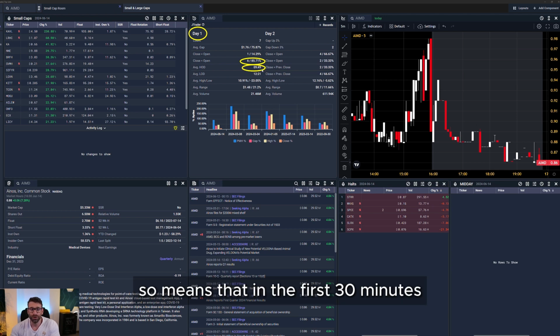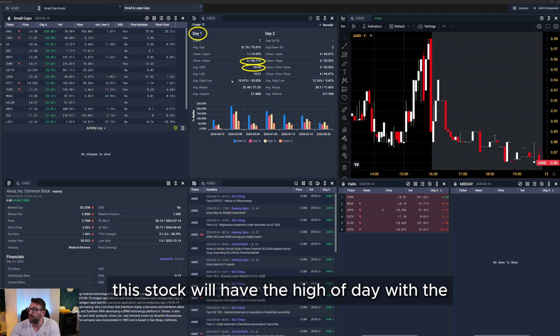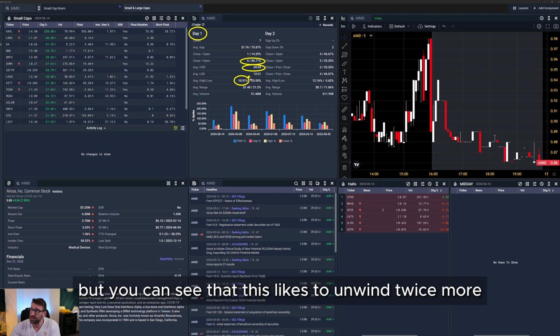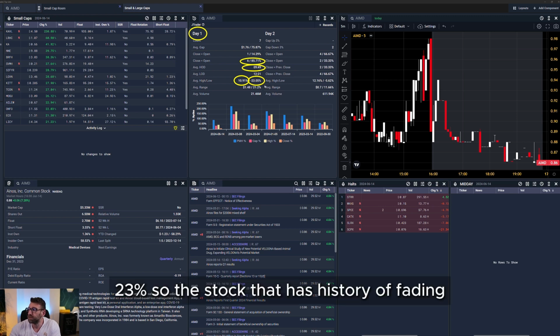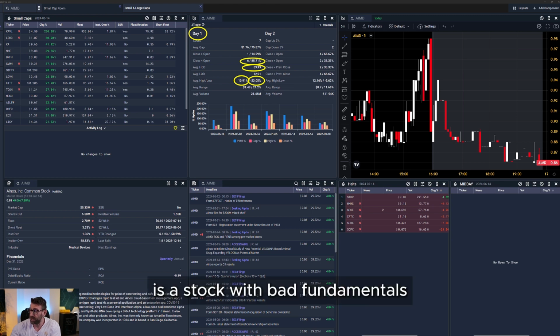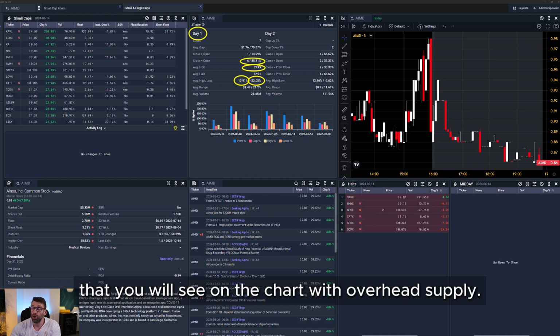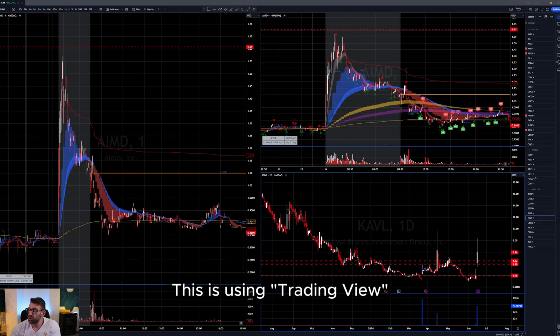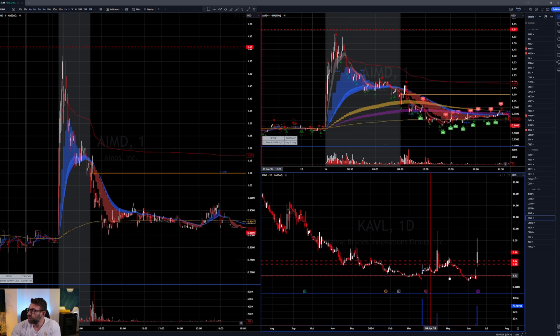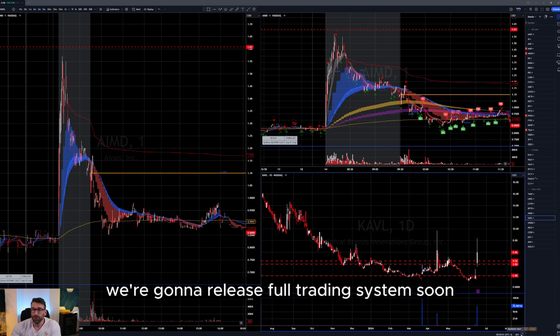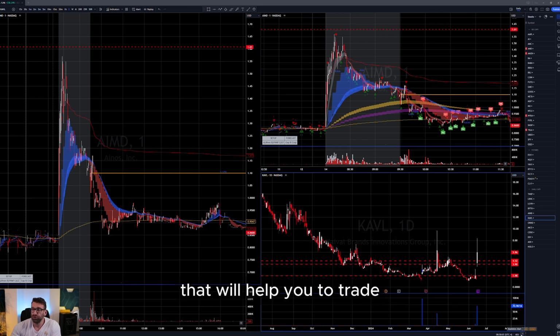So it means that in the first 30 minutes, this stock will have the high of the day. In general, we say average extension from the open of 11%, but you can see that this likes to unwind twice more, 23%. So it's a stock that has a history of fading, a stock with bad fundamentals, a stock with also a history of dumping that you will see on the chart with overhead supply. This is using TradingView, part of our trading system. We're going to release a full trading system soon that will help you to trade.